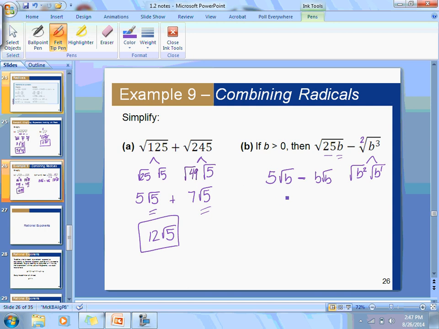Now, they are like terms. They have the same radical, but I can't subtract 5 and b. So your book is going to write it 5 minus b times the square root of b. That's how your book's going to write it. Now, if you want to leave it like we had it, that's totally fine. That's totally acceptable.